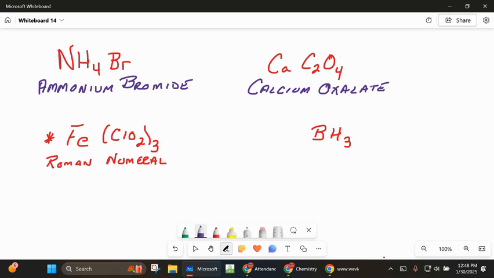Anyone have anything different there? Fe(ClO2)3 with a Roman numeral, please. Iron(III) chlorite. What was the last part? I'm sorry. Chlorite. Last three letters, just so that I'm making sure I hear you correctly. ITE. Anybody have anything different there?